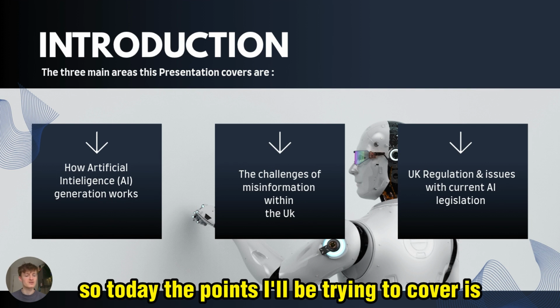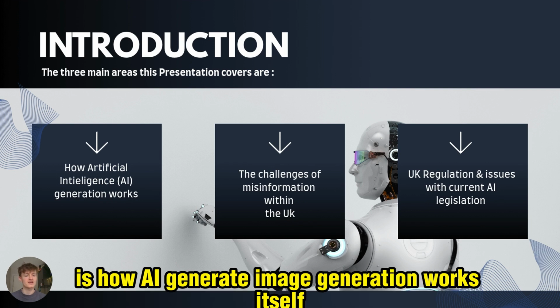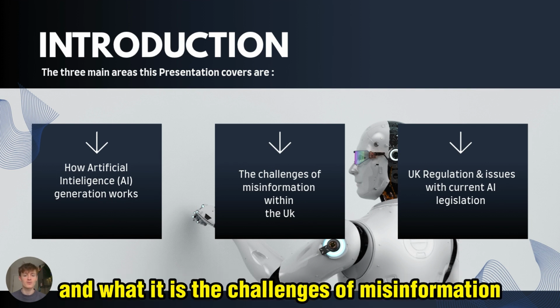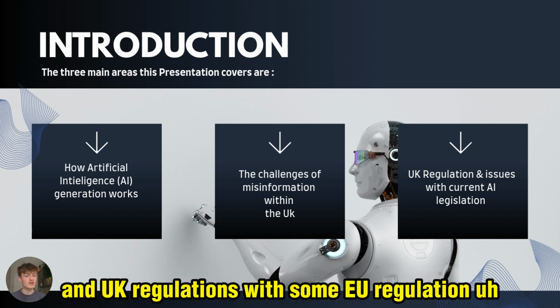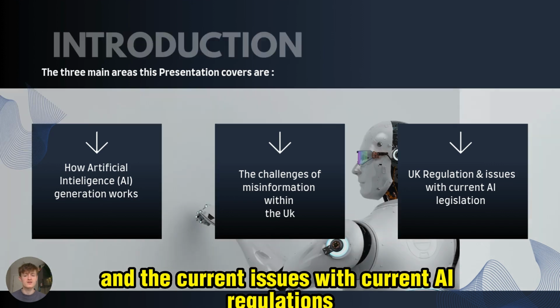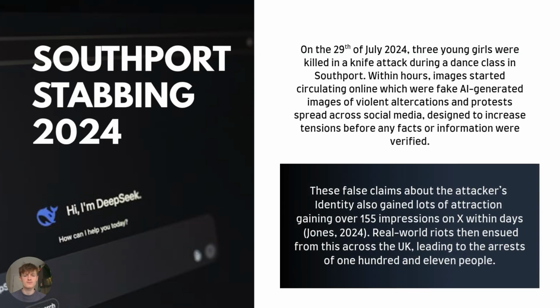So today, the points I'm trying to cover are how AI image generation works itself and what it is, the challenges of misinformation within the UK with a couple of different case studies and sources, and UK regulations with some EU regulation to do with AI and the current issues with current AI regulations.